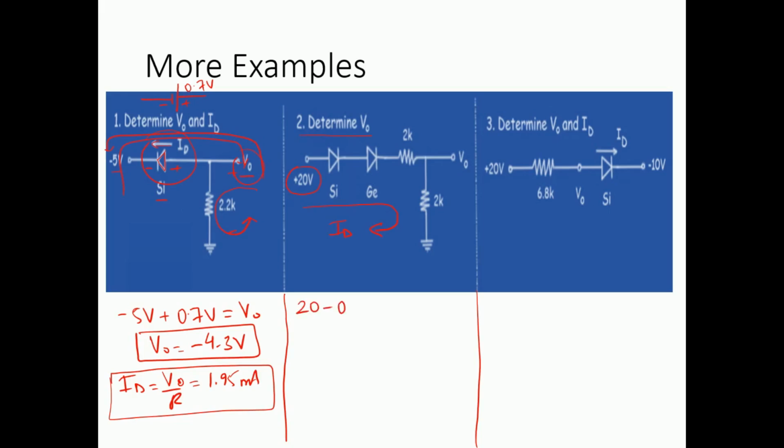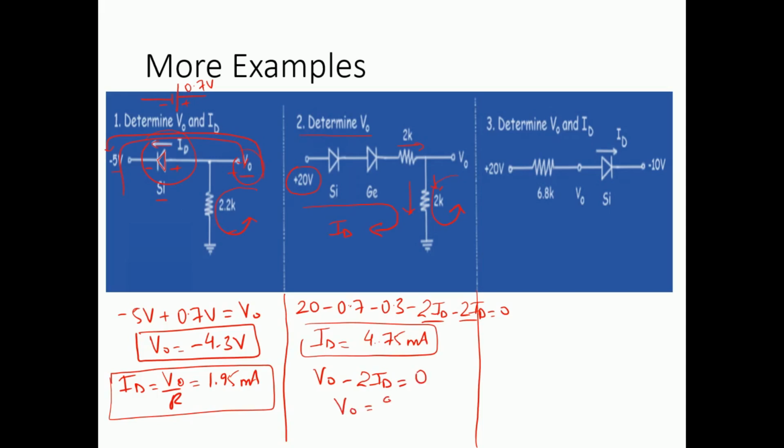It is going to be 20 minus 0.7, the knee voltage for silicon, minus 0.3 for the germanium diode. Then if we take this path, this is going to be minus 2 ID minus 2 ID equals 0. The current is flowing over here and the same current is going over here. First we need to figure out the current from this equation. The current comes out to be 4.75 milliamps. Finally, once we know the current, we can find V naught using this loop. V naught minus 2 ID equals 0, so V naught is basically 9.5 volts. This is the solution to the second problem.